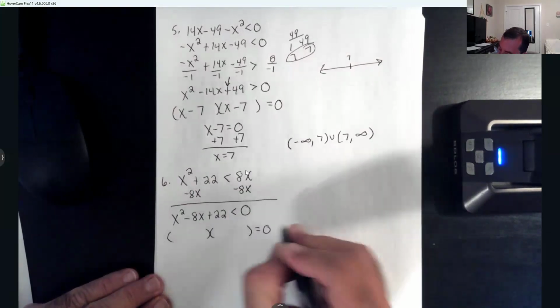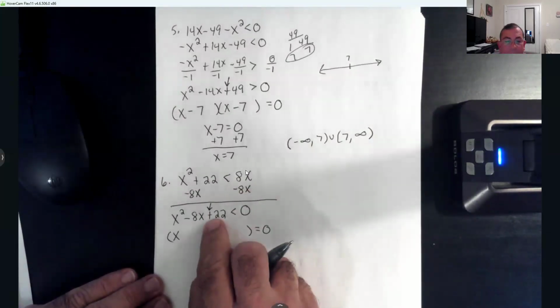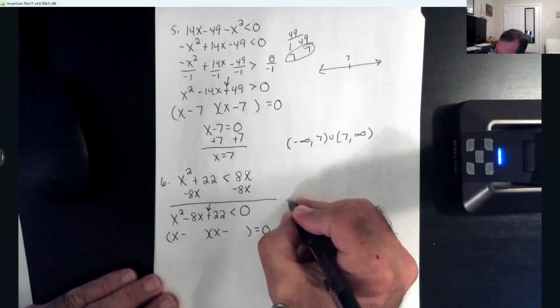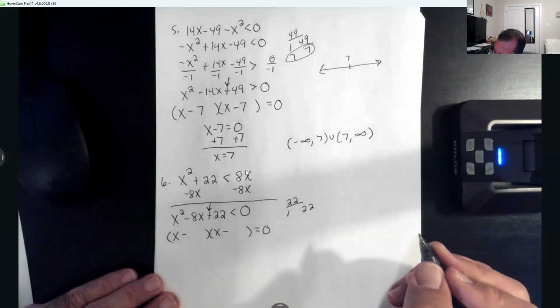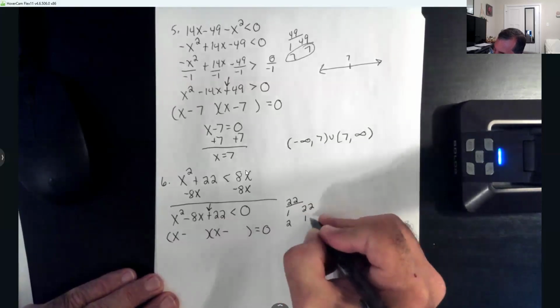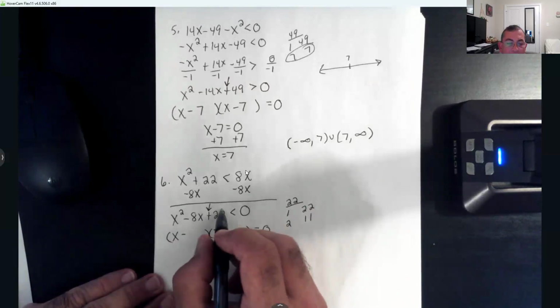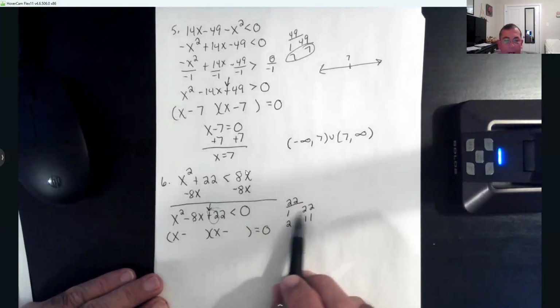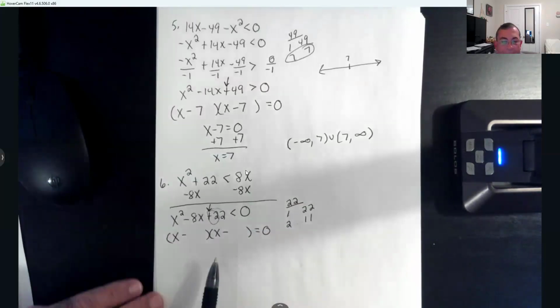I'm going to factor it and set it equal to 0. An x and an x. The last number is positive, so both factors will be negative like the middle. I have 22, which is 1 times 22, and 2 times 11. I need a pair of factors that add to get 8. None of these factors add to get 8. That adds to 23, and this adds to 13. So this one has no solution.